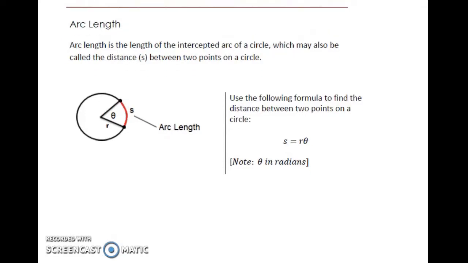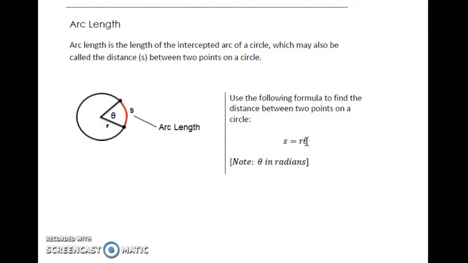Arc length. Arc length is the length of the intercepted arc of a circle, which may also be called the distance between 2 points on a circle. Use this formula for finding the distance between 2 points on a circle. So we'll call this distance S. So we can use this formula, S equals the radius times the angle in radians, theta.